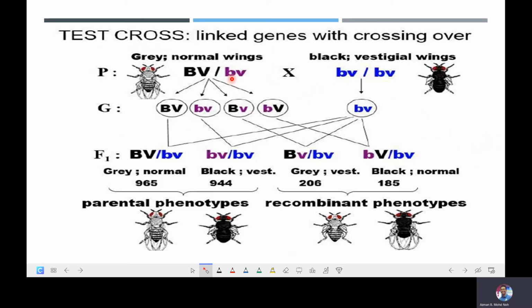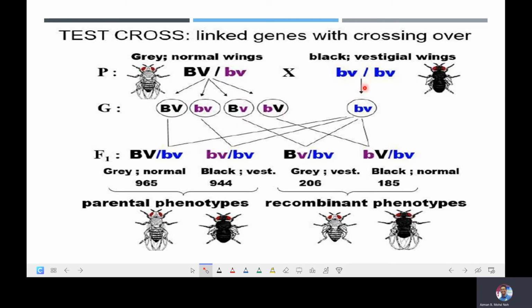Meanwhile, this small letter b can also be linked together with this capital V due to crossover and goes into another gamete. So there will be 4 types of gametes that can be produced due to this crossing over.